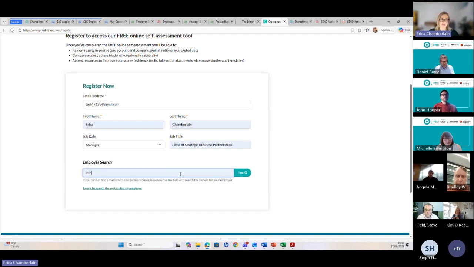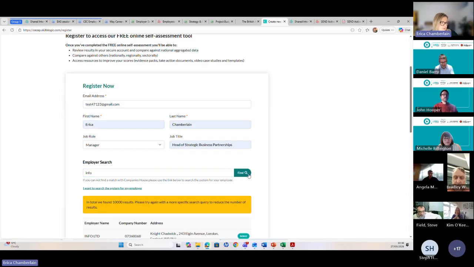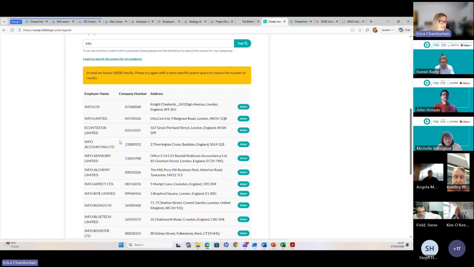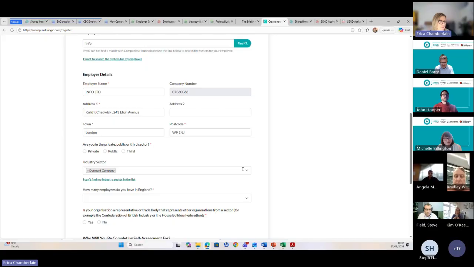And then you can search for your employer. So whoever employs you, you can search here. We've got lots from Companies House, so you might be able to find your company here. I'm just going to click on one here if you can find it there. If you're having any problems with any of these stages, do put it in the chat, or just put your hand up or come off mute.